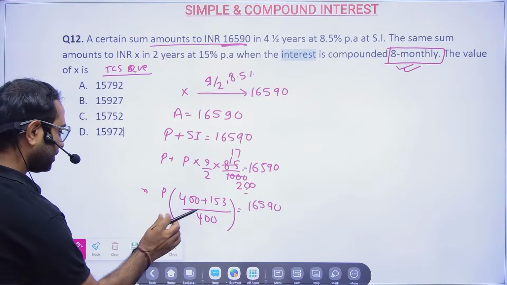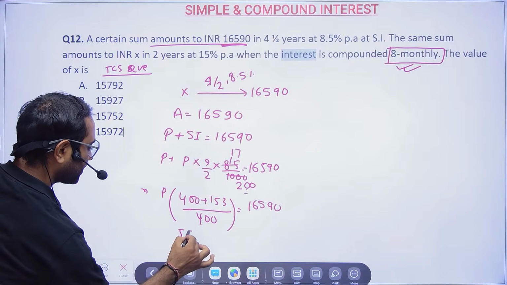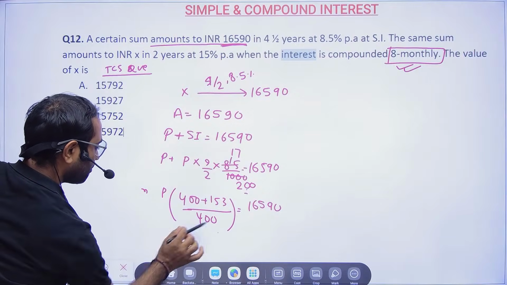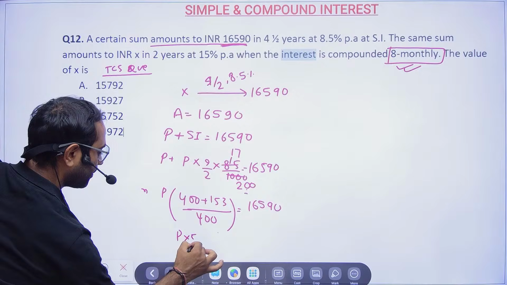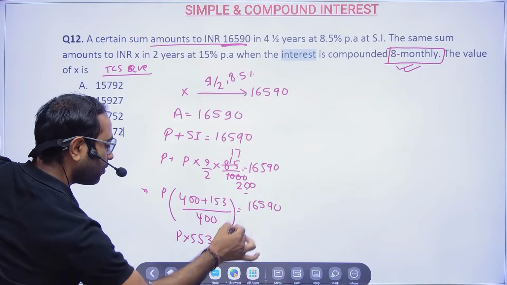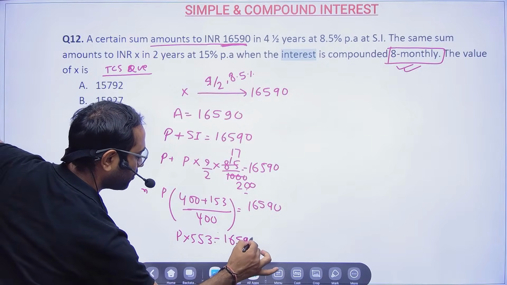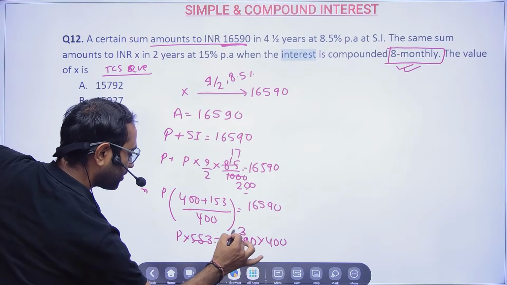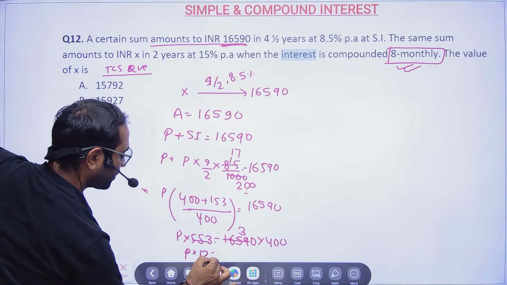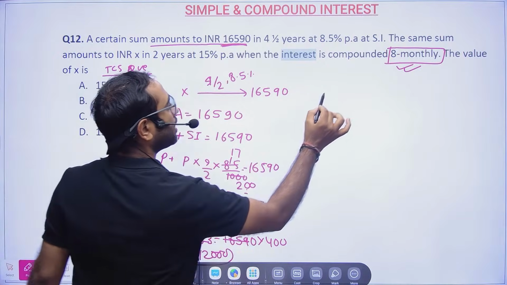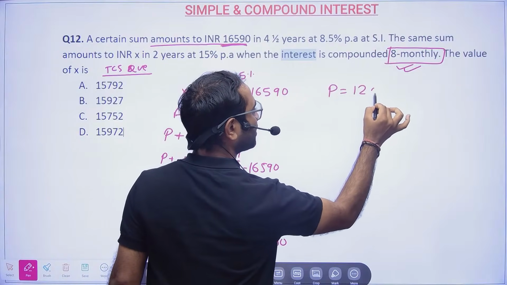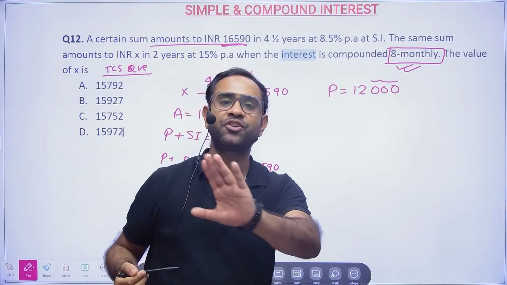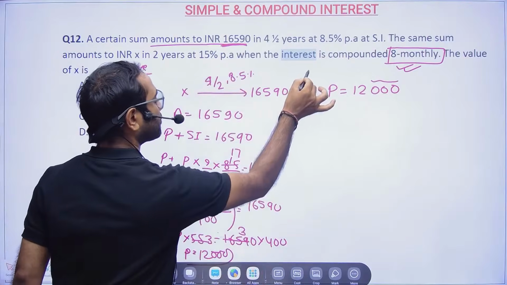Now you see, this is nothing but 553 divided by 400, so P into... basically this is 553, and this 400 will go that side, 16590 into 400. Now this 500, this 3 times. So principal we got as 12,000. And I said, if you are getting principal as 12,000, where more number of zeros are involved, then you do not need to use the formula. You use the concept which I taught you.